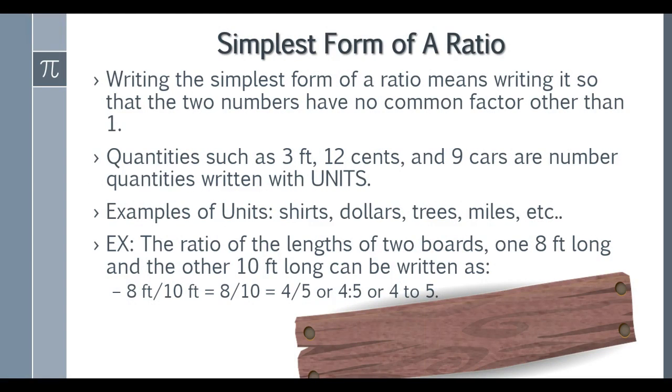Now let's talk about the simplest form of a ratio. Writing the simplest form of a ratio means writing it so that the two numbers cannot have a common factor other than 1. Quantities such as 3 feet, 12 cents, and 9 cars are a number with a unit. The number itself is called the value, and feet, cents, or cars in this case are the units. Other examples of units are shirts, dollars, trees, and miles.